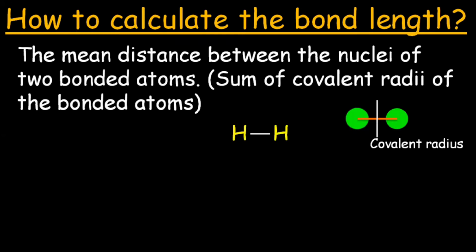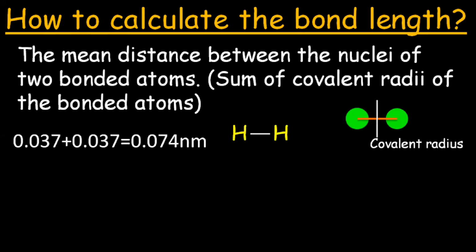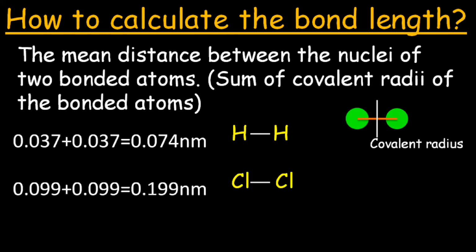For hydrogen atoms, the covalent radius is 0.037 nanometer. If we add 0.037 and 0.037, we will get the bond length of hydrogen, 0.074 nanometer. For Cl2, the covalent radius is 0.099, and for both the chlorines it is 2 times 0.099. This will give the bond length of 0.199 nanometer between two chlorine atoms.